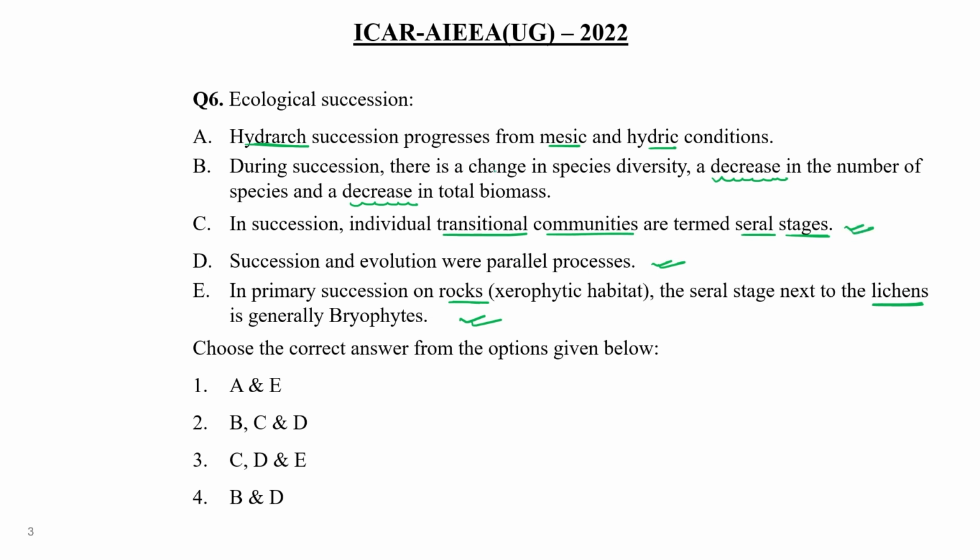Now, during succession, there is a change in species diversity, a decrease in number of species and a decrease in total mass. No, from bare rock to forest, will the number of species decrease or increase? It will increase, and obviously, if the number of species increases, their biomass also increases, right? So this statement is wrong. Hydrarch succession progresses from mesic to hydric condition? No, hydrarch succession progresses from hydric to mesic condition, that is the optimum condition, that is forest. So this one is again a wrong statement. So according to me, C, D and E would be the correct statements. Out of these choices, choice number 3, C, D and E, has been given. So choice number 3 would be the correct answer.